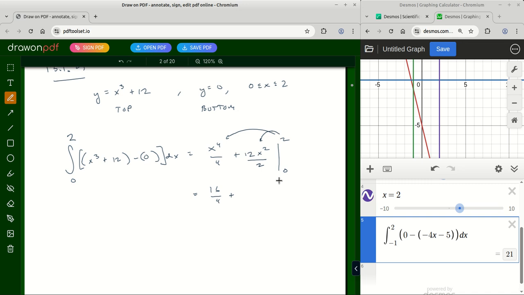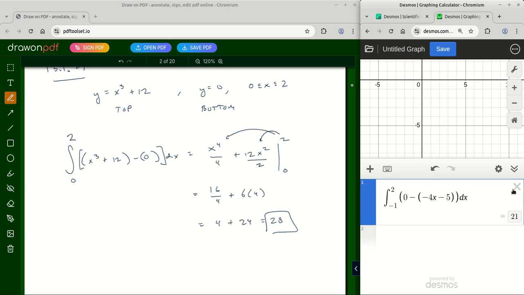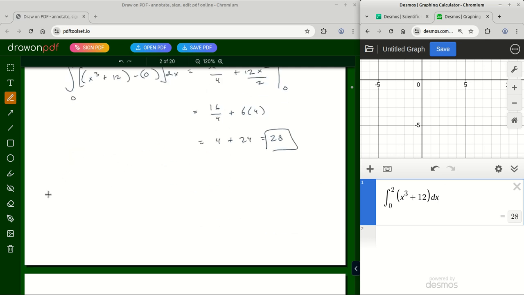I'm plugging 2 into both of them. Here I got a 4, and that's a 6 anyways, so 6 times 4. So I got 4 plus 24 is 28, and we're done. Let's just verify because, well, I can. So integral 0 to 2, x cubed plus 12. There you go. Done. Next question.